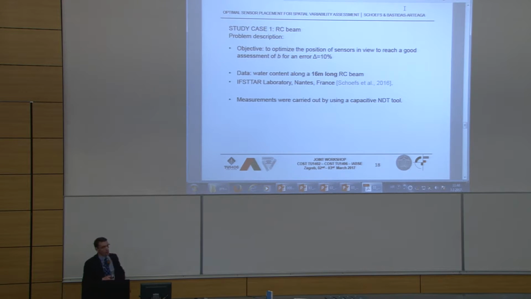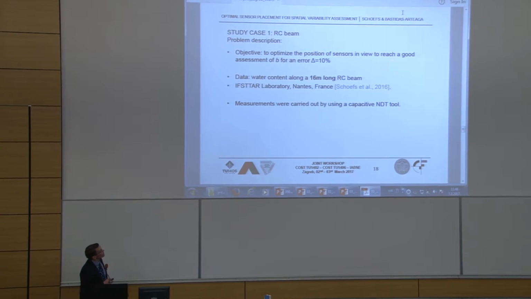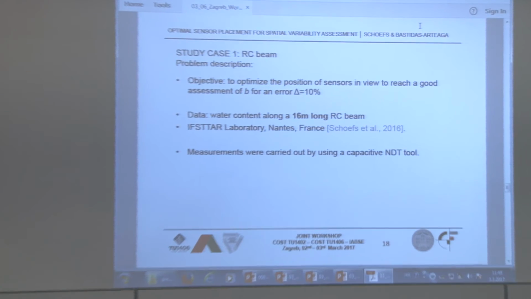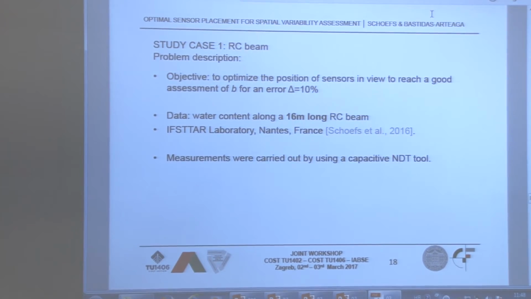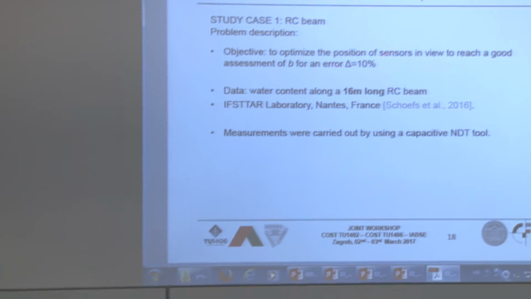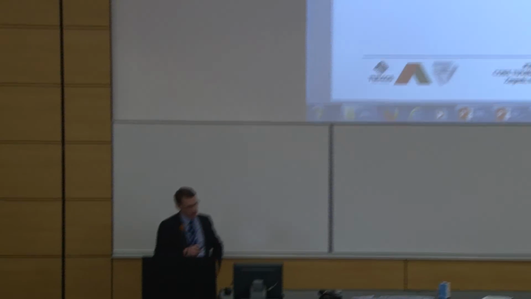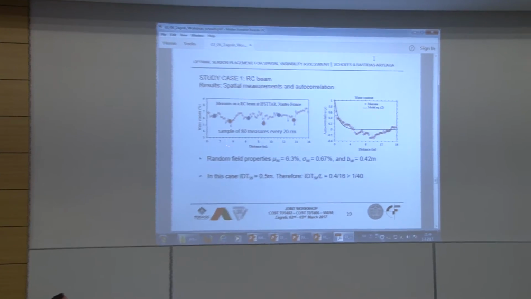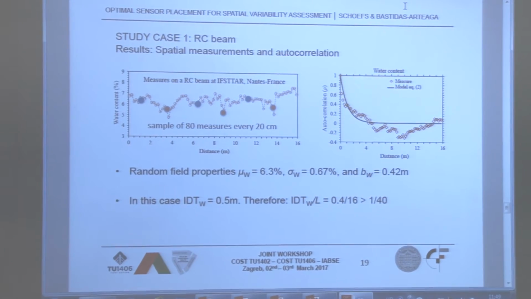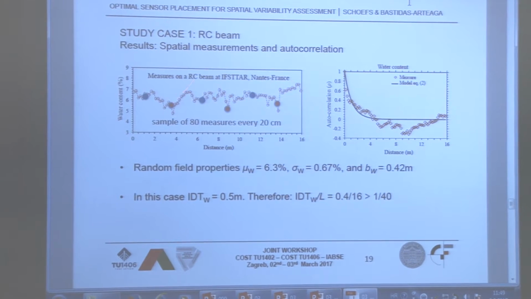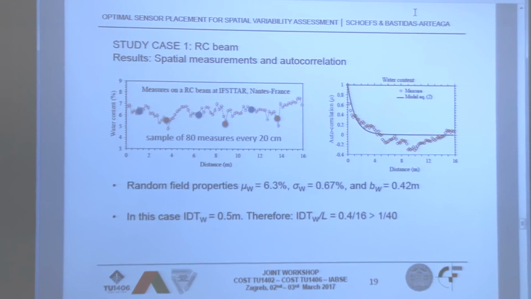Now, two study cases to end this talk. The first is about reinforced concrete structures. That's 16 meters long. We keep the same acceptable error here. So we measure water content with a capacitive tool, and it was every 20 centimeters. And so we can, for a given distance between sensors, have these several results.